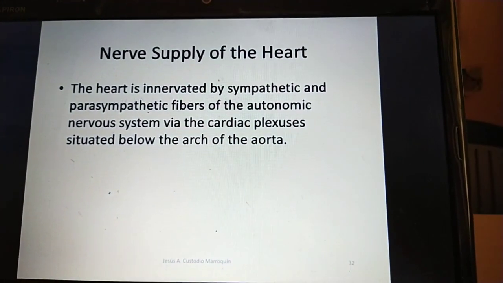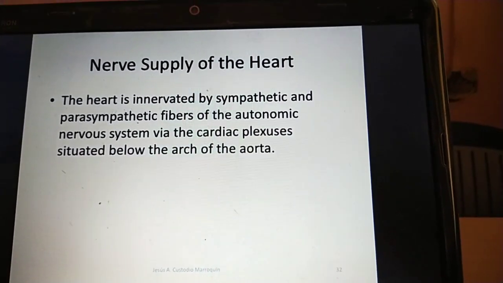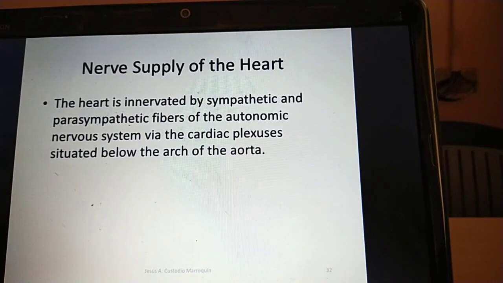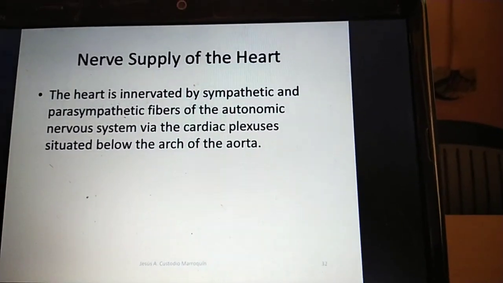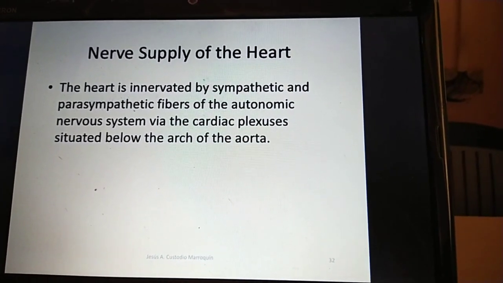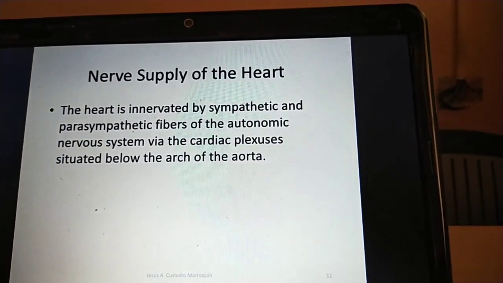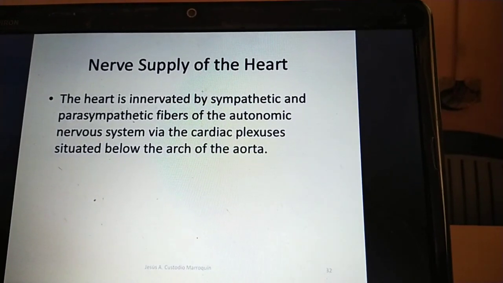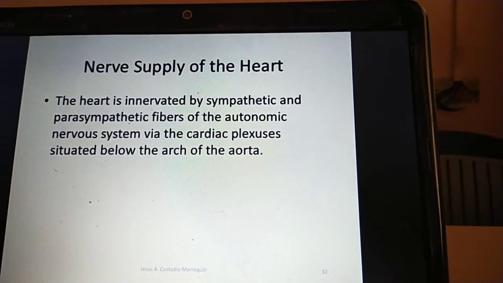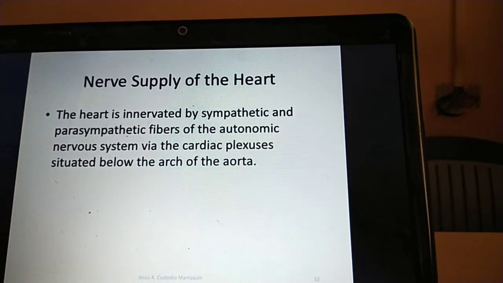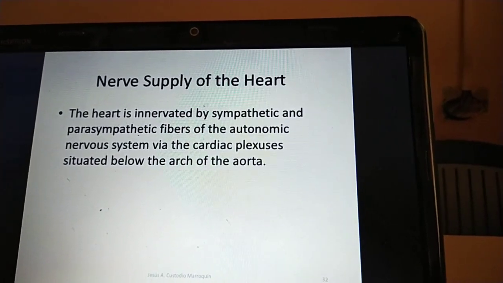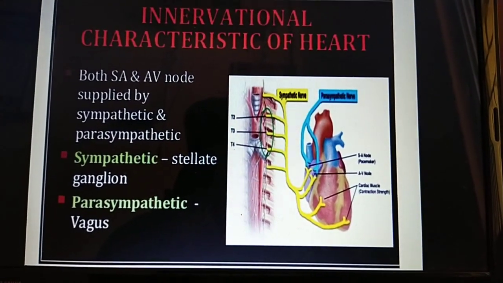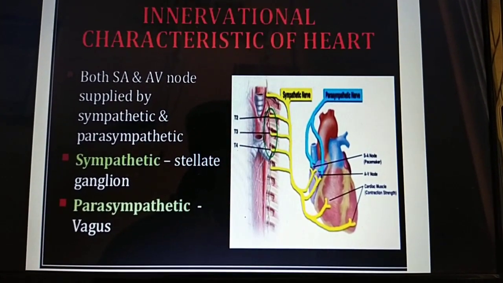Nerve supply of the heart. The heart is innervated by the sympathetic and parasympathetic fibers of the autonomic nervous system via the cardiac plexus situated below the arch of the aorta. The nerve supply is mainly by the sympathetic and parasympathetic: parasympathetic by the vagus nerve and sympathetic by their corresponding ganglia.